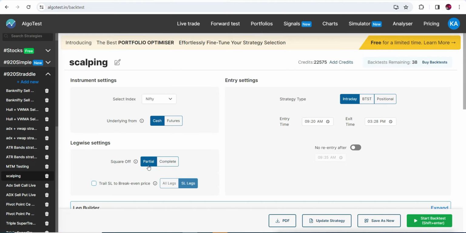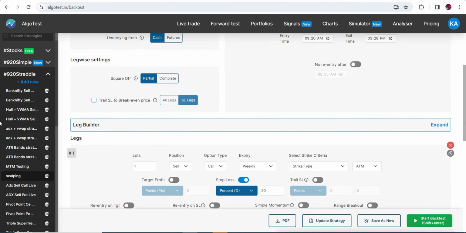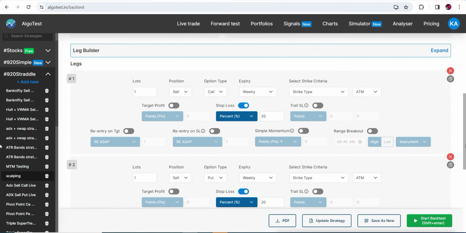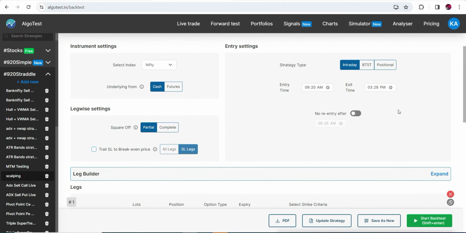So by default we will keep it partial. We only want that if one leg's stop loss is hit, it will not impact other legs. Now we have the second option, trail stop loss to break even price.